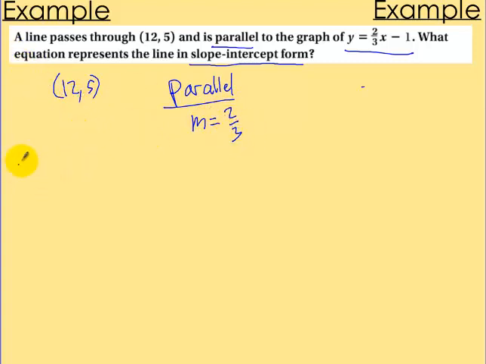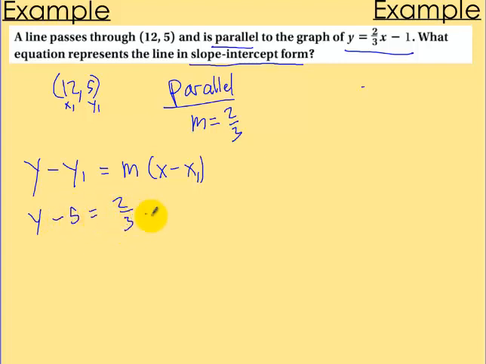Well, we can write an equation in point-slope form. y minus y1 equals m times x minus x1. In this case, my x1 is this, my y1 is that. So if I plug them in, I get y minus 5 equals 2/3 times x minus 12. Now it wants it in slope-intercept form, which is going to be y equals mx plus b. Basic idea is that you don't have parentheses anymore, and the y is isolated by itself.